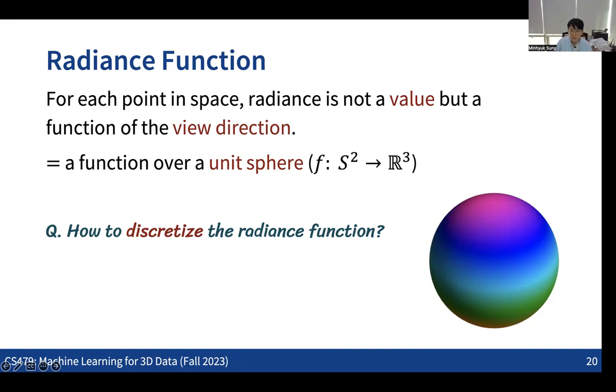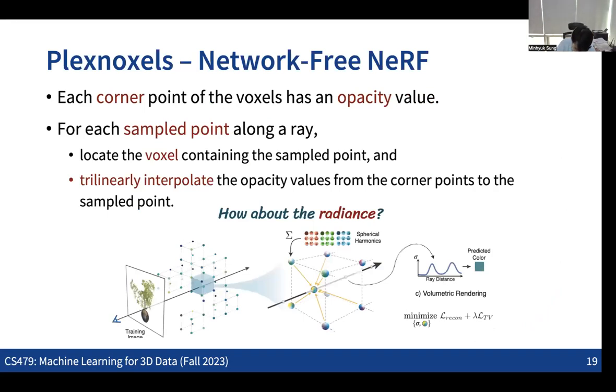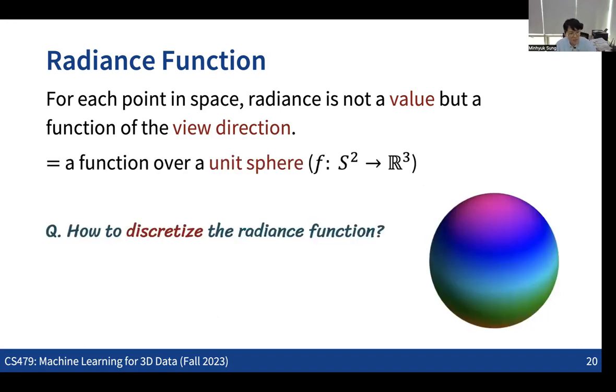Actually, if we think about what we are doing in the spatial domain for the opacity, what we are doing in the 3D space is dividing space into multiple small pieces, which are the voxels, and defining the quantities for each of the sample points, right? So the very straightforward idea to discretize the radiance function is that we can also sample over the sphere.